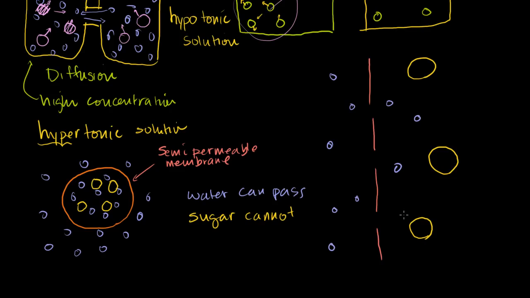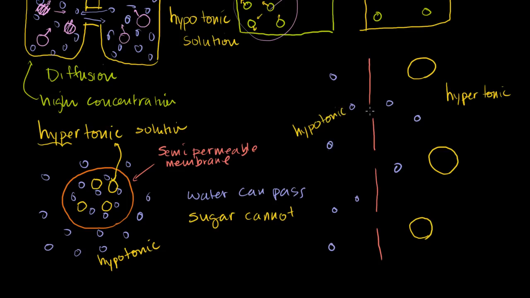Now, what do you think is going to happen in this situation? So first of all, let's use our terminology. Remember, sugar is our solute, water is our solvent, semi-permeable membrane. Which side of the membrane has a higher or lower concentration of solute? Well, the inside does. The inside is hypertonic. So I could write here, hypertonic. The outside has a lower concentration, so it's hypotonic. It's hypotonic out here. Lower concentration of solute.